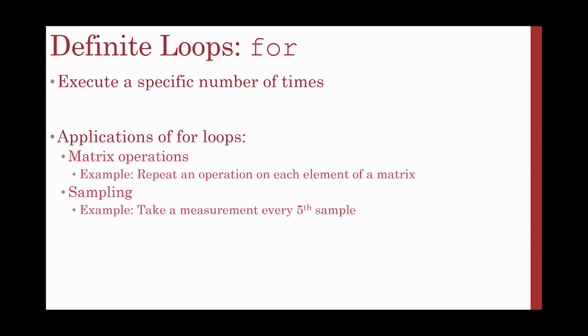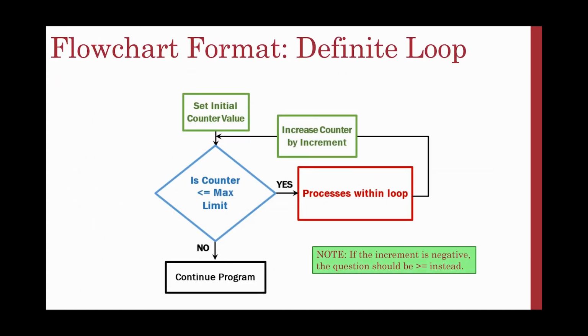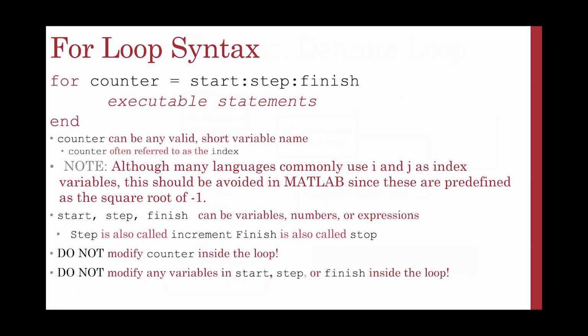So again, as a reminder, a for loop executes a fixed number of times. It's great to use with matrices and sampling. So for the syntax of a for loop, we have for, and then after for, we write the variable that is our counter, and it is equal to the start, step, and finish. So remember way back when we learned about linear sequencing, this is where linear sequencing really comes in handy, with using the colons to determine your step size.